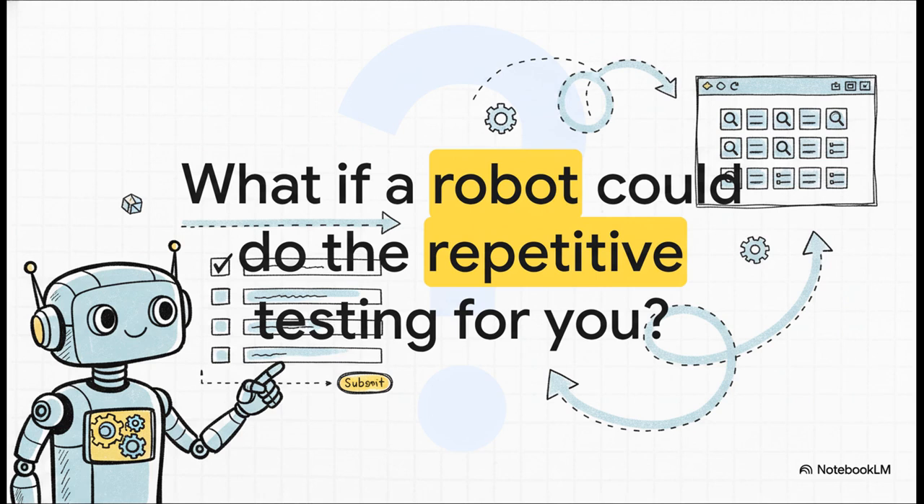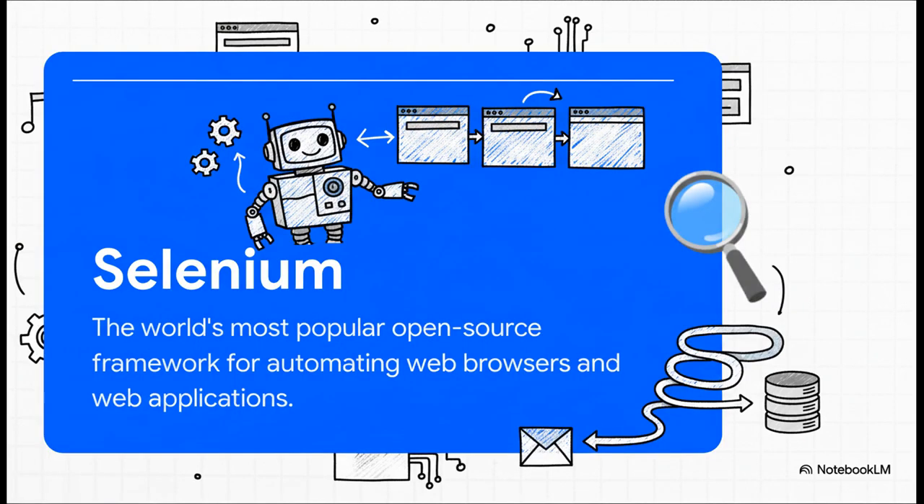Imagine you had to test a login form. And I mean really test it. You have to type your password, hit enter, check if it works, and then do it again and again, maybe 100 times. It's boring, it's slow, and you're definitely going to make a mistake. So what if you could just have a robot do it all for you? Well, that robot has a name, and it's Selenium.